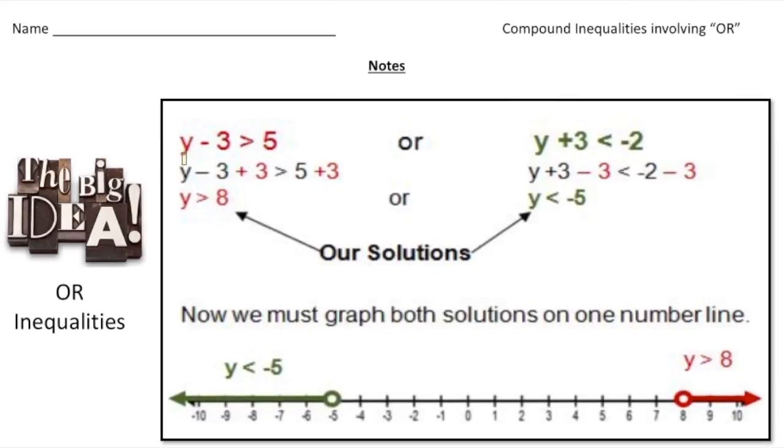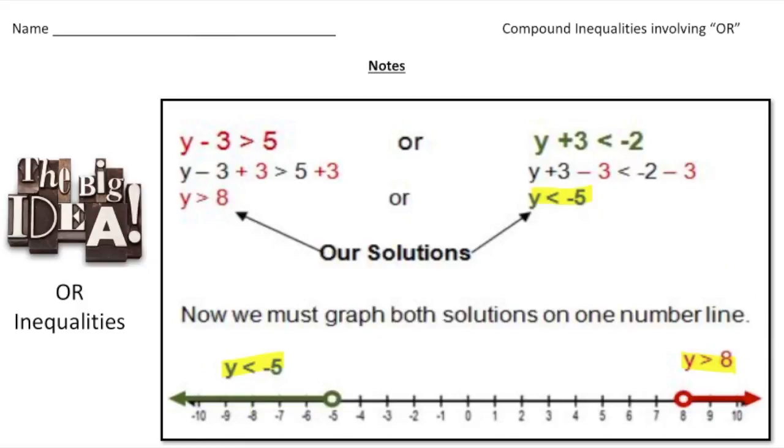Here we have y minus 3 is greater than 5, and then or y plus 3 is less than negative 2. What I did is I solved each inequality. So we get y is greater than 8, and that's graphed over here. Then we have y is less than negative 5, and that's graphed over here. Basically you graph both, and you can see a solution is in either this set of numbers or this set of numbers.